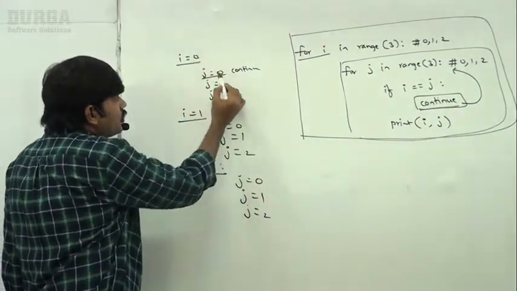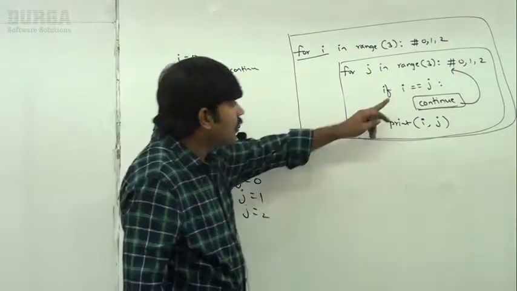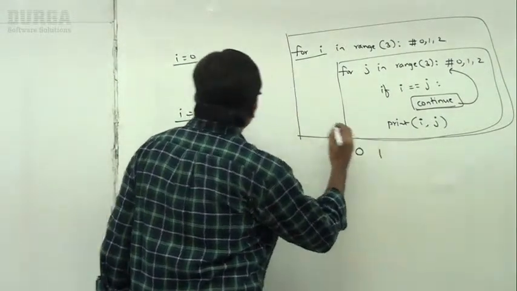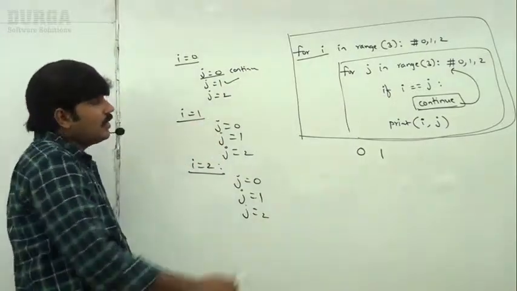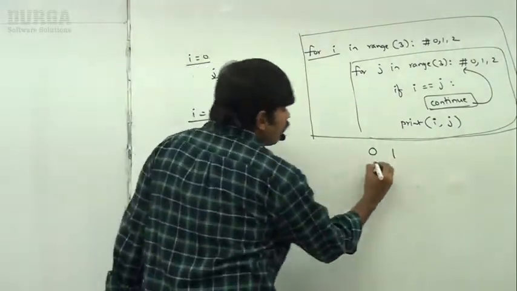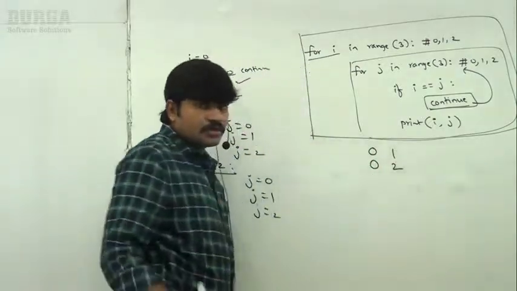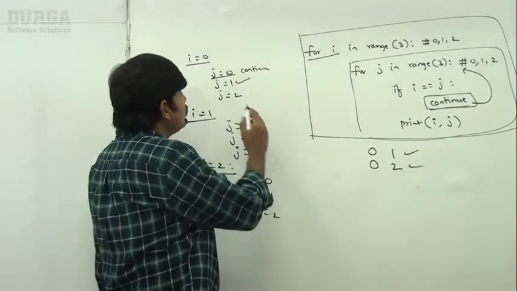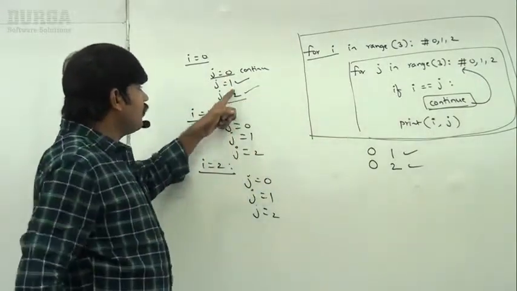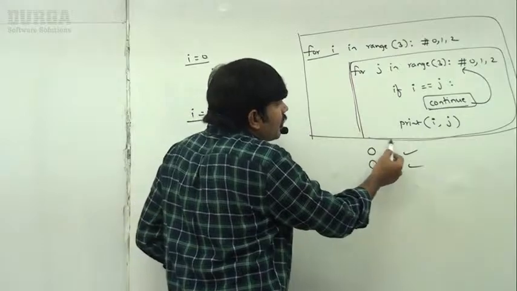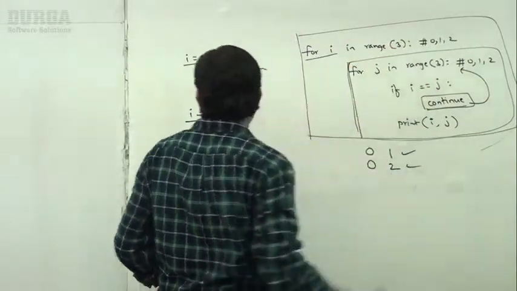i is 0, j is 1. Both are not equal, print i, j. So 0, 1 printed. Next, i is 0, j is equal to 2. Both are not equal, print 0, 2. So 0, 1 printed, 0, 2 printed. Sir, now j value 0, 1, 2 completed. Now this inner loop is going to be completed. Now again go for the outer loop, the next i value.